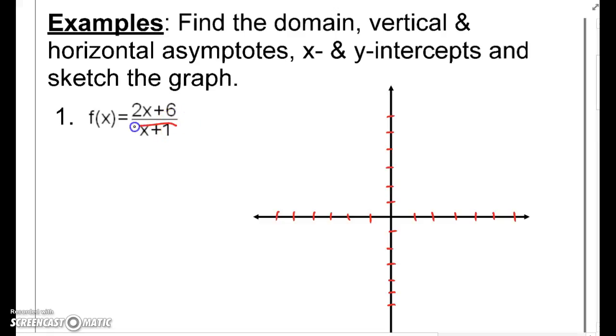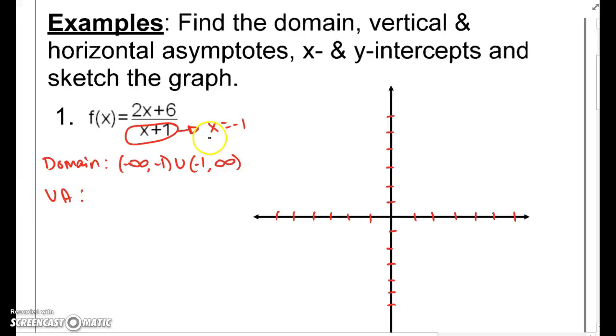For domain, we know that I cannot have 0 on the denominator, so I'm going to have restricted values when x is equal to -1. So domain, I'll have from -infinity to -1, and -1 to +infinity. So that restricted value is actually going to serve as our vertical asymptote. So that's the first thing that I would sketch.